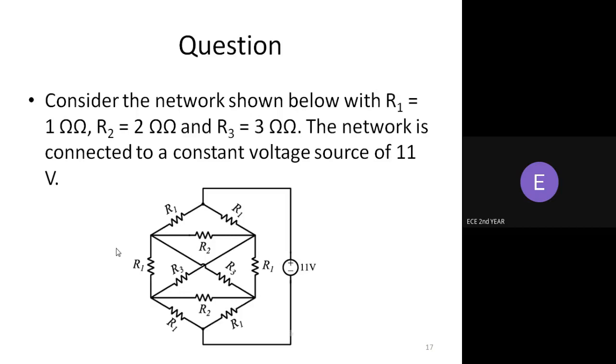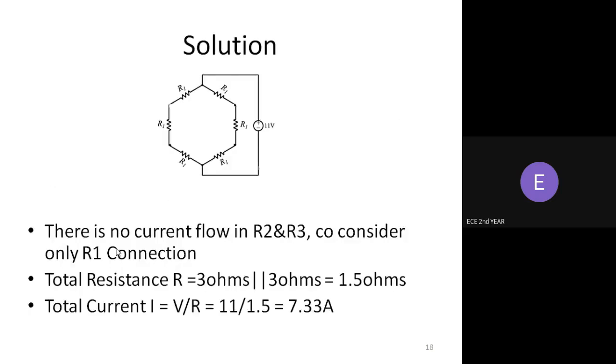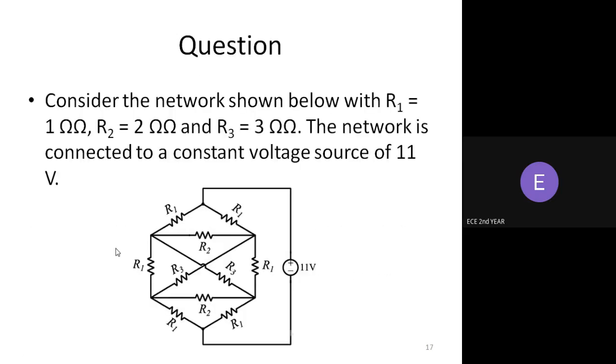So here we need to calculate the current flow from the 11 volt voltage source. Looking at the network, the given network is a symmetrical network. So this point and this point are only connected to the source.